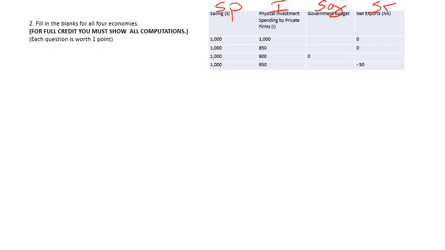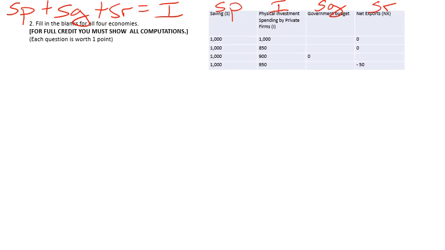These 4 columns are related by this equation here: SP plus SG plus SR is equal to I, investments. That's total physical investments. Now again, SP can be positive or negative. SG can also be positive or negative, as well as SR.